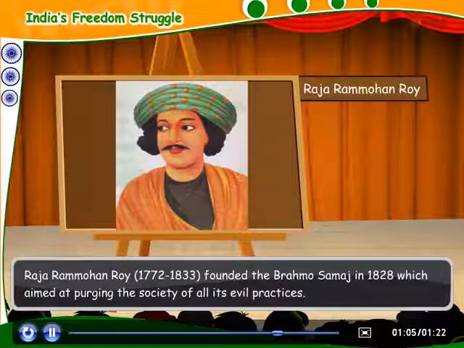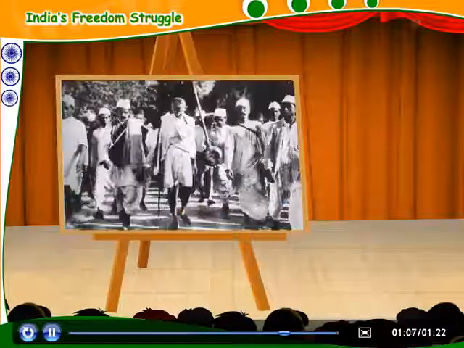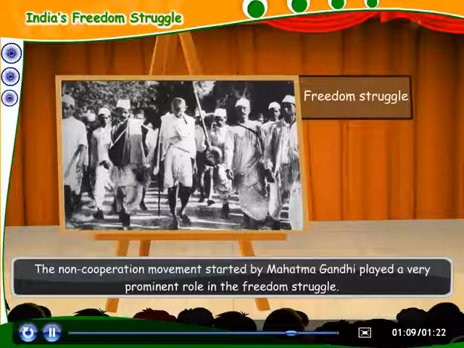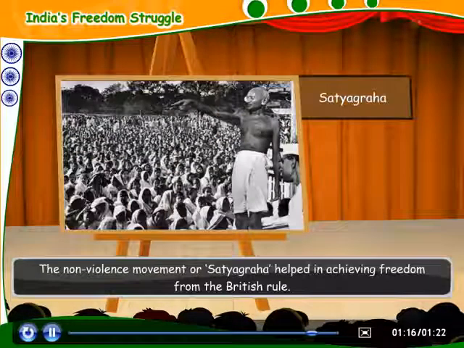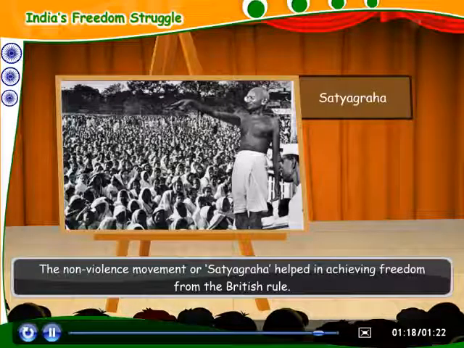all its evil practices. The non-cooperation movement started by Mahatma Gandhi played a very prominent role in the freedom struggle. The non-violence movement, or Satyagraha, helped in achieving freedom from the British rule.